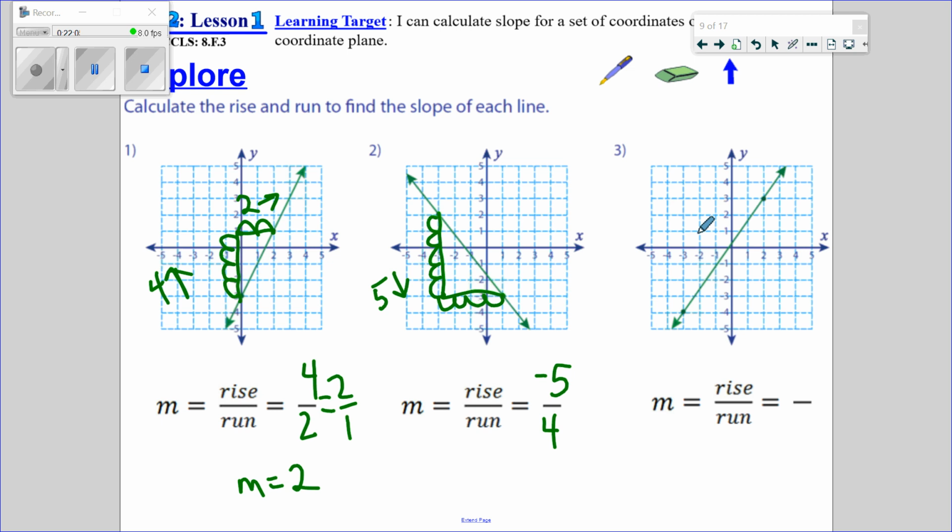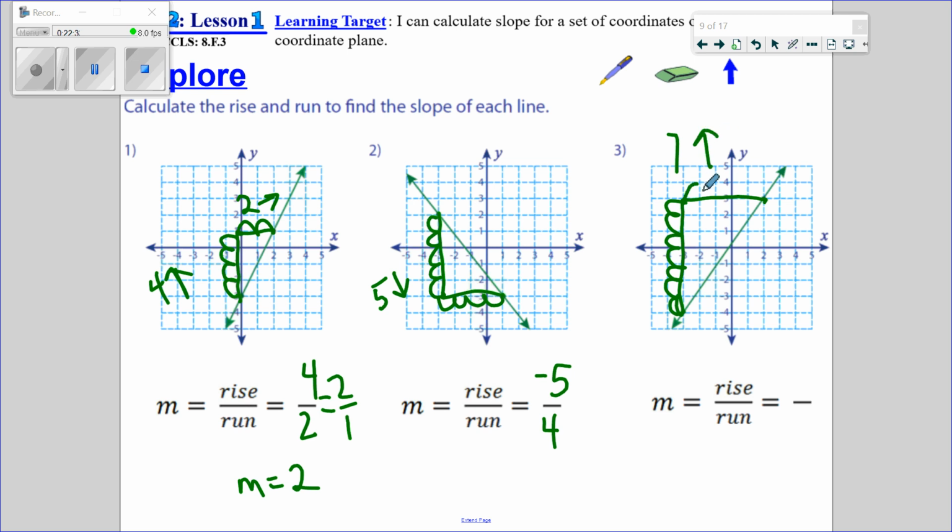The next one, number 3, I look from left to right. It's increasing. I know it's going to be a positive slope. I'm going from this point up and to the next, to the right. So let's count. 1, 2, 3, 4, 5, 6, 7 up.